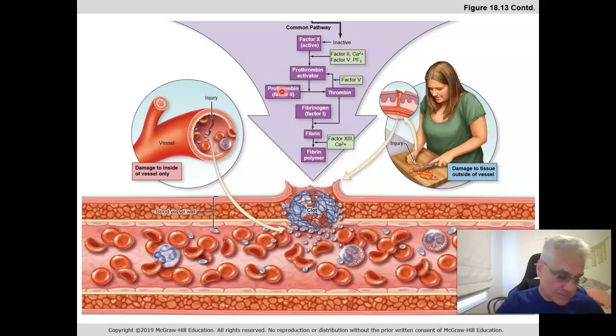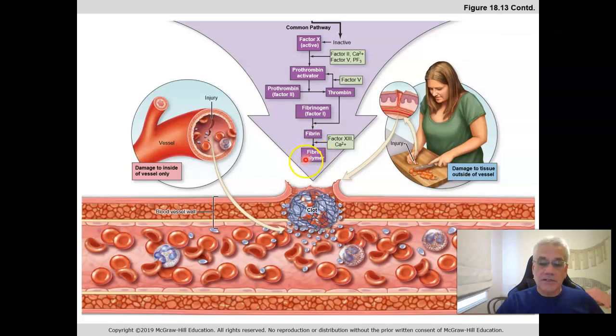Great. What's the next one in line? Factor 1. Factor 1 is fibrinogen. Thrombin converts fibrinogen to fibrin. One final thing in this whole step. You have a clot. You have a web network of fibrin, white blood cells, red blood cells, platelets. They're all stuck in this network, this mesh.